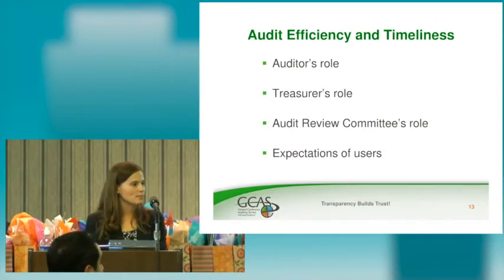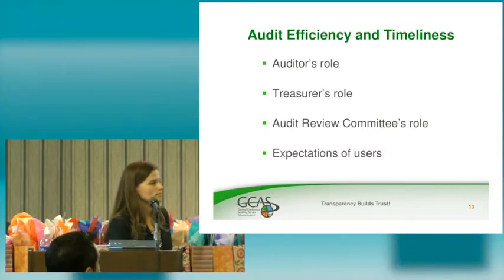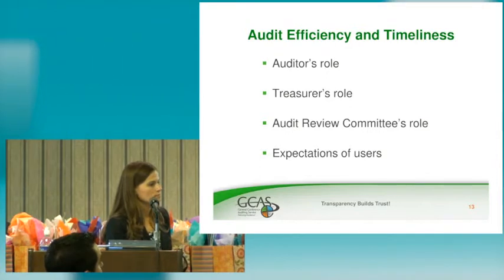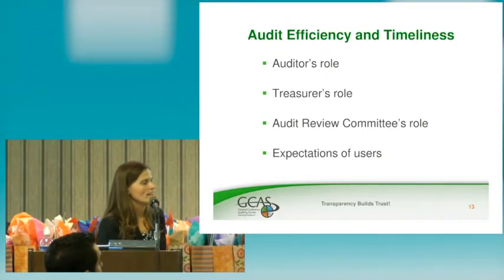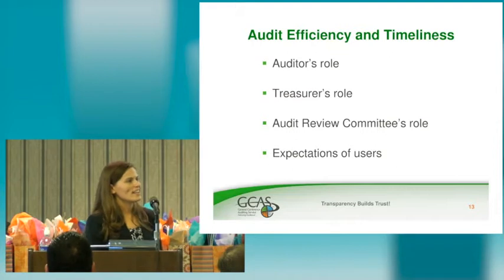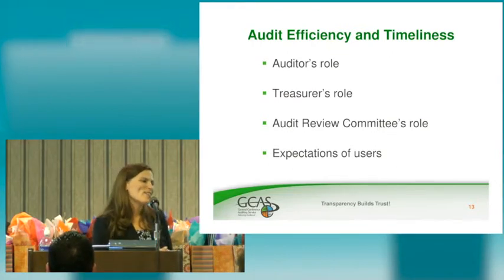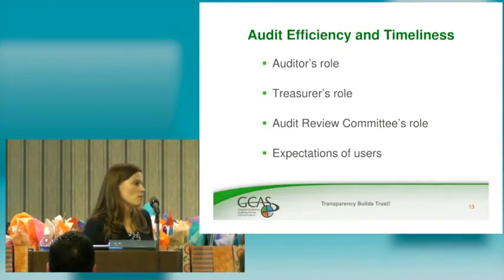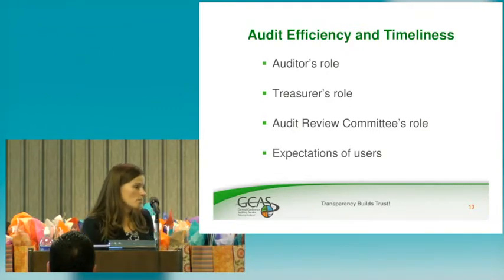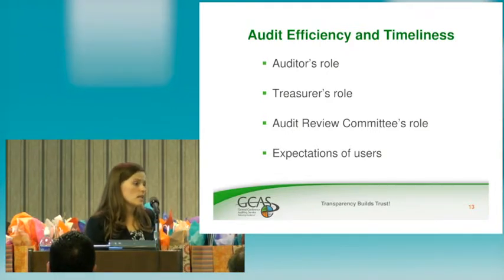Okay. Yes, sir. Is there any way to measure how effectively and efficiently our audit review committees are operating? That's probably very subjective, but there may be some metrics that you could put into place.